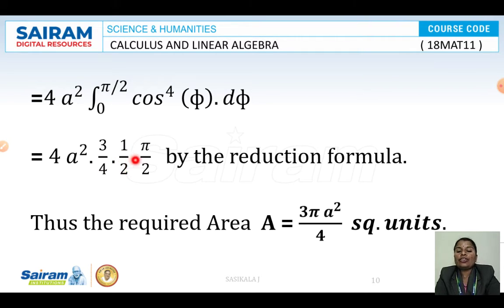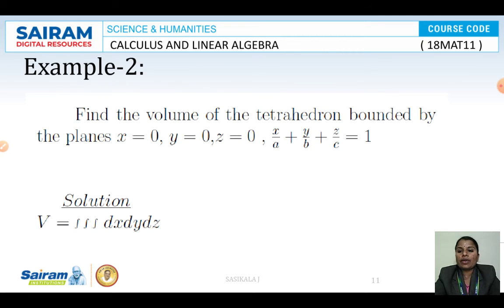That is multiplied by k. If n is even, k will be pi by 2. That reduction formula you can substitute: 4a square into 3 by 4 into 1 by 2 into pi by 2. Therefore, the required area A is 3 pi a squared by 4. Okay, now we'll go for the next example.